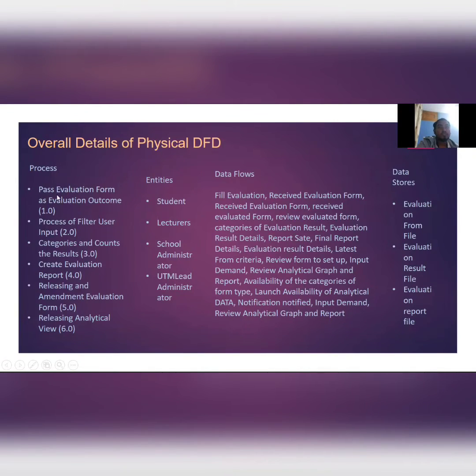There are 6 processes: pass evaluation form as evaluation outcome, process of filter user input, categories and counts the results, create evaluation reports, releasing and amending evaluation form, releasing analytical view. Entities: students, lecturers, school administrator, and UTM lead administrator. Data flow. Here are our data flows. And data storage. There are data storage: evaluation form, evaluation form file, evaluation result file, evaluation report file.